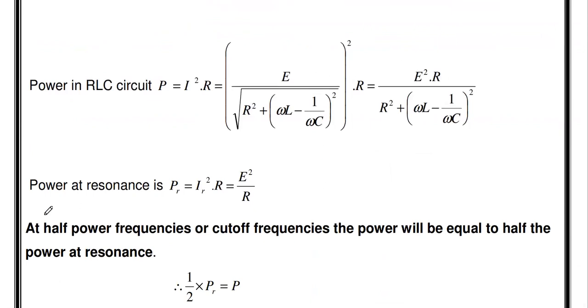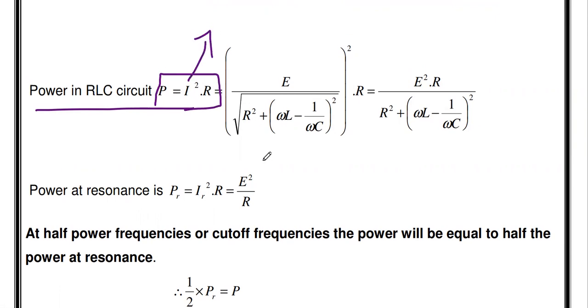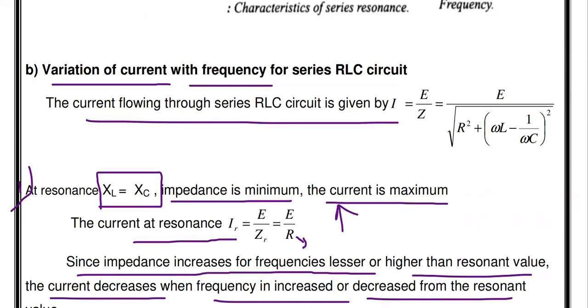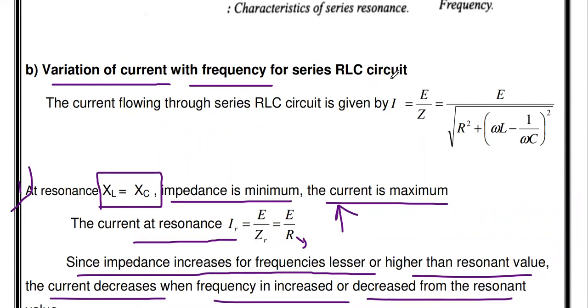In order to derive the lower cutoff frequency and the higher cutoff frequency, first we have to write the total power in the RLC circuit. What is the power formula? Already you know the power is P equal to I squared R. And we already know the formula for I. In the previous derivation, we derived the current flowing through the series RLC circuit: I is equal to E by square root of R squared plus (omega L minus 1 by omega C) the whole squared, where E is the applied voltage, and R, L, C are the components used in the series RLC circuit.